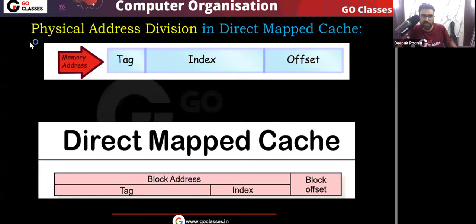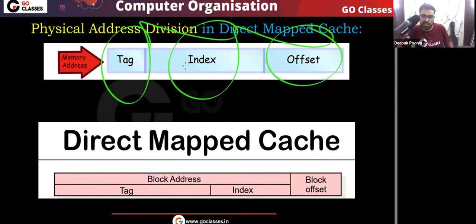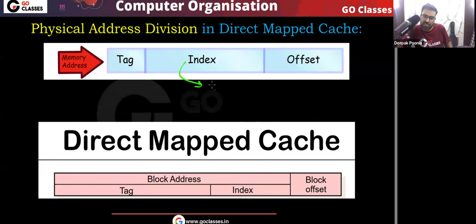We already know the physical address division in the direct mapped cache. The main memory address, or I can say the physical address, we can divide into three parts: tag, index, and offset. Here this index in the direct mapped cache means line index. This index will tell you about the line number, and this offset means block offset.